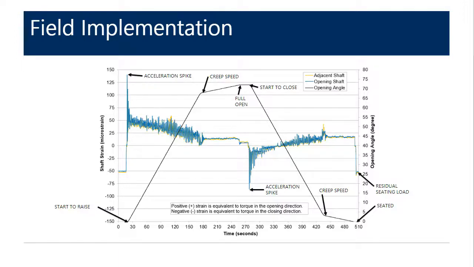Notice that the strain values decrease as the leaf opens, indicating that the leaf gets less span heavy as it opens. And during lowering, the strain values increase, indicating that the leaf gets more span heavy as it lowers. Data in the acceleration and deceleration regions of the operation are removed from the analysis to eliminate inertial loads from affecting the balance analysis.